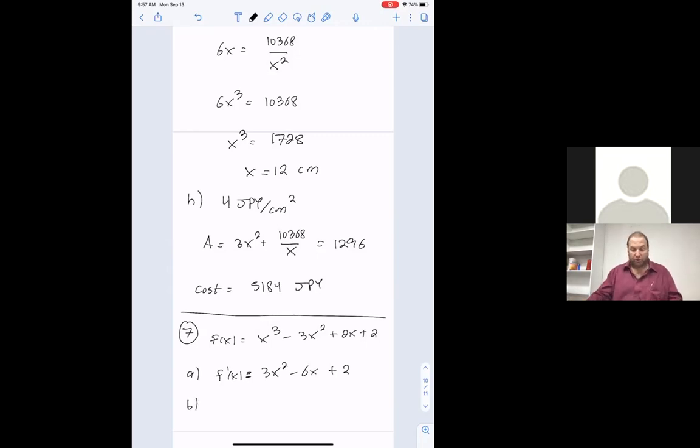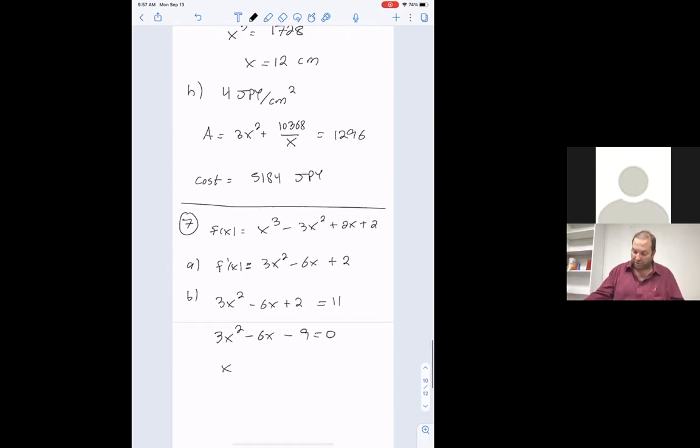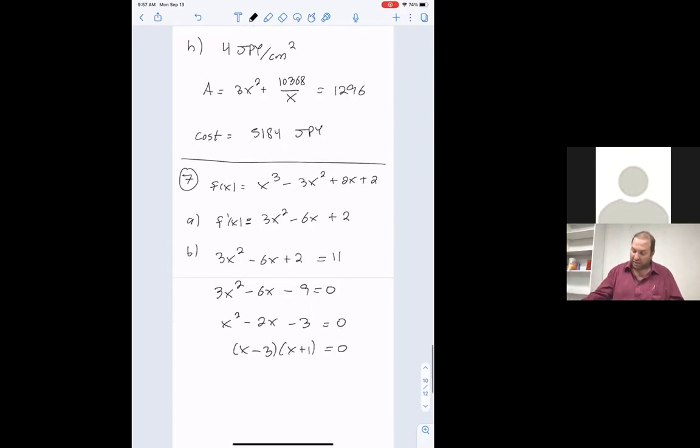B, there are 2 points at which the gradient of the graph is 11. Well, let's set the gradients equal to 11 and solve for what those 2 must be. So I get 3x squared minus 6x minus 9 is equal to 0. Divide both sides by 3. x squared minus 2x minus 3 is equal to 0. Is that factorable? Looks like it. (x minus 3)(x plus 1) is equal to 0. So I get x equals -1 and 3. They just say find the x coordinates. So -1 and 3 and done. Don't even have to find the y coordinates.